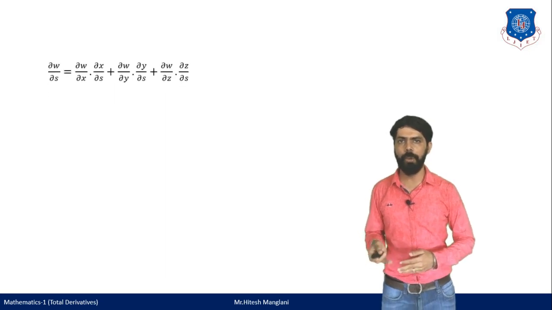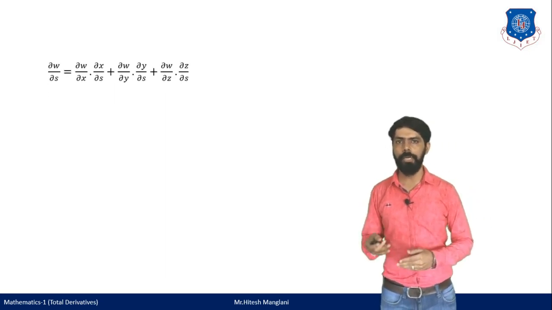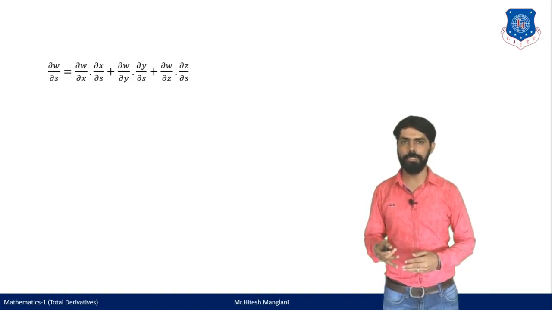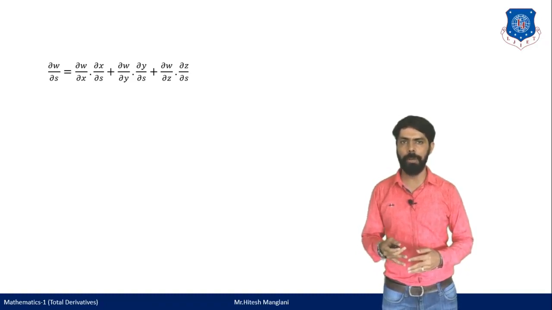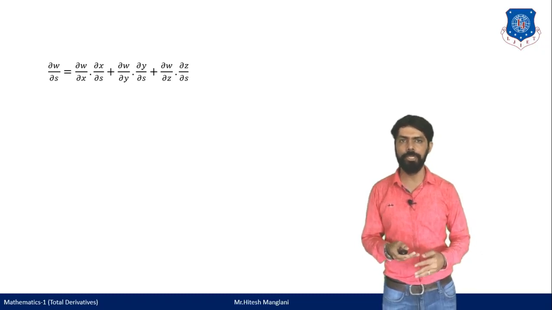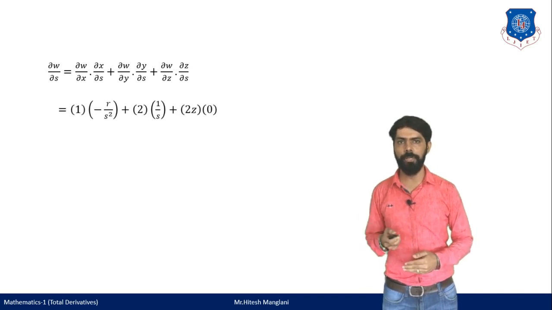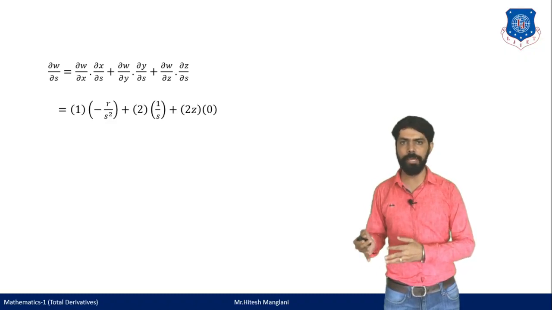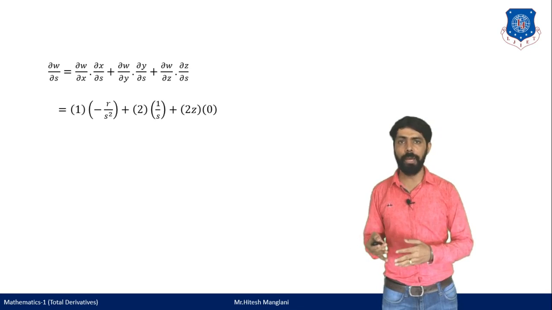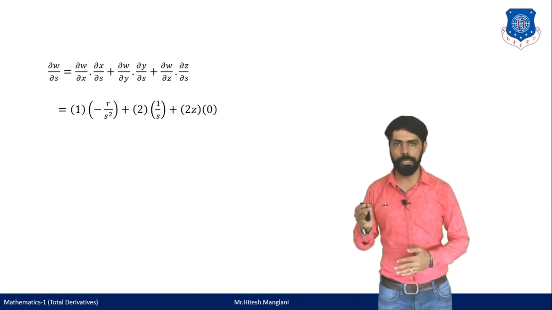Now we will find del w by del s. So del w by del s will be del w by del x into del x by del s plus del w by del y into del y by del s plus del w by del z into del z by del s. Now del w by del x we have found earlier, which is 1. Now del x by del s. What is x? X is r divided by s. So here we take the partial derivative of x with respect to s. So r will be as it is, and the derivative of 1 by s with respect to s will be minus 1 divided by s square.